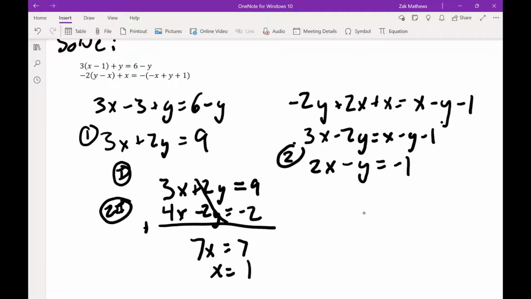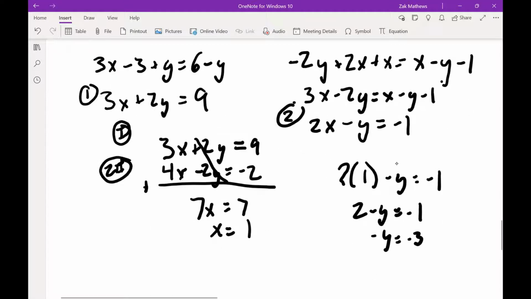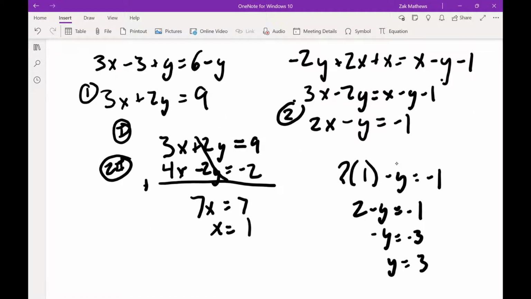Now that I've solved for my x, I can go back and solve for my y. I think the easiest equation is that second equation to plug into. So 2 times the 1 minus y is equal to negative 1. Well, that's a 2. And then subtracting that 2 across, negative y is equal to a negative 3. So y has to be equal to a positive 3. And we've solved it. We have the x and y that will solve the equation.